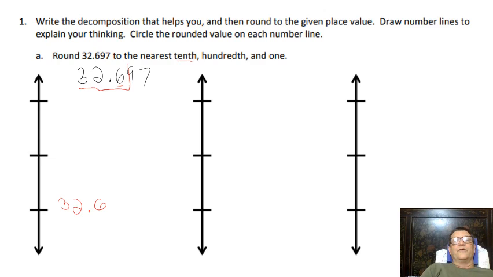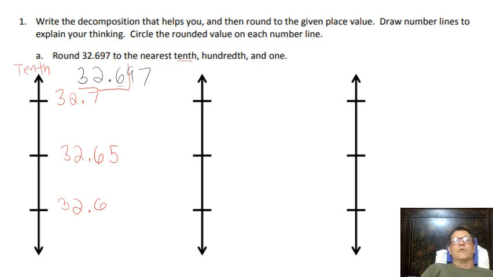Since we're rounding to the tenths place, my next one is going to be one more tenth, which would be 32 and 7 tenths. That means my midpoint between these two numbers is going to be 32 and 6 tenths plus my hundredths position, which is going to be a 5.